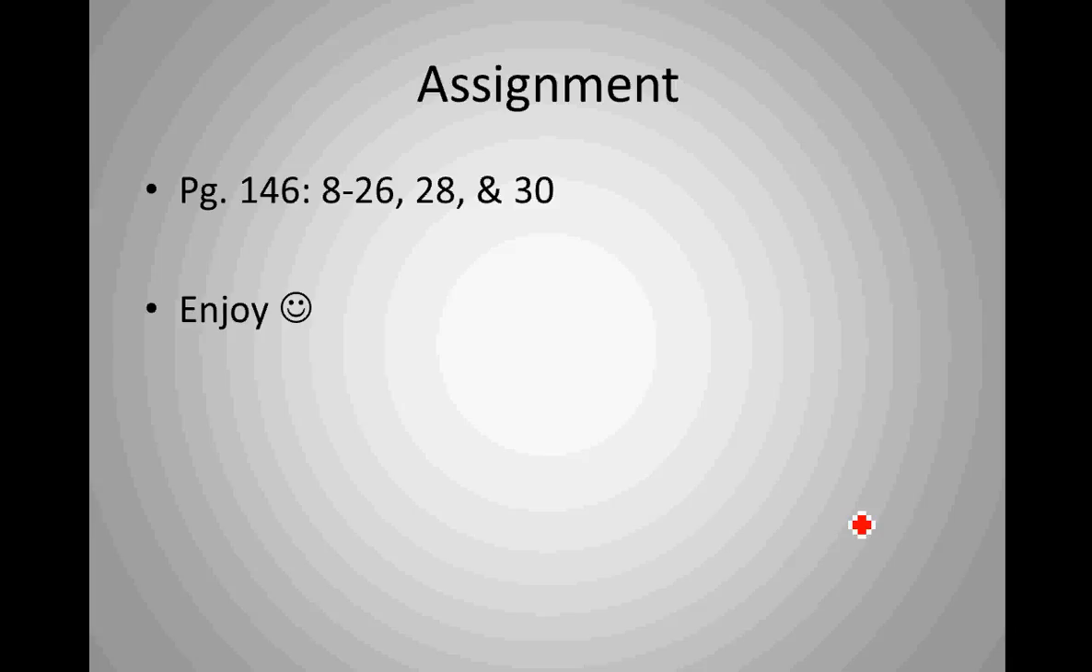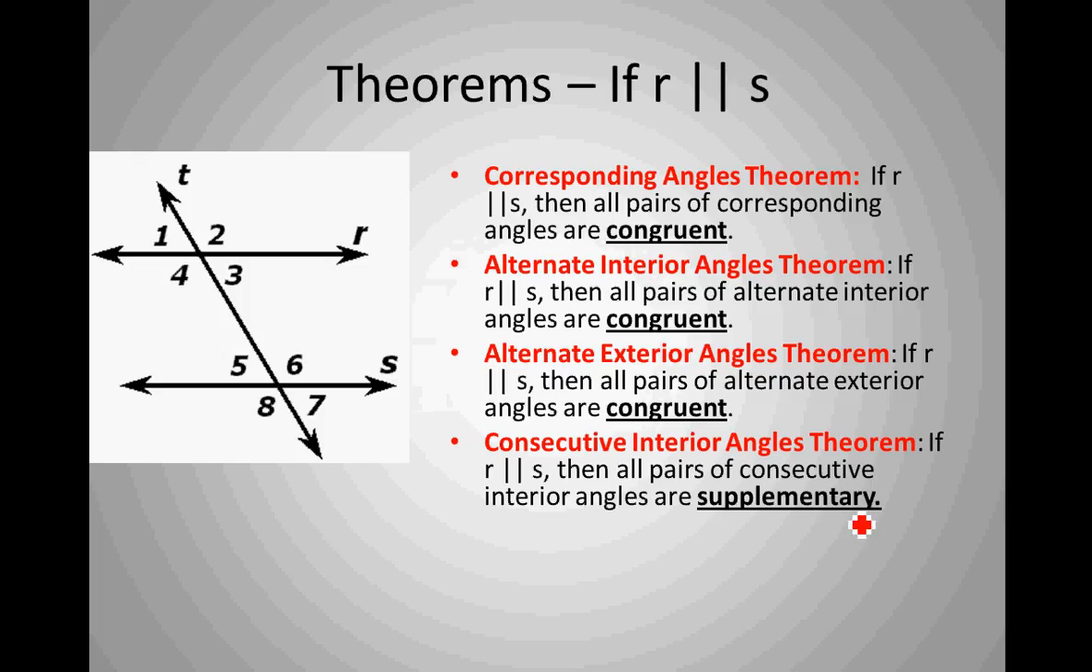Now, in there you do have proofs. And remember, what you just learned is 4 different theorems, and these theorems can be used as reasons in proofs. So if you're trying to prove, for example, that angle 3 and angle 5 are congruent, and you're given that line R is parallel to line S, what that means is you can say angle 3 would be congruent to angle 5 because of the alternate interior angles theorem. So if you have questions, I'll be back and we can go through it tomorrow, but you can use these theorems as reasons in your proofs.